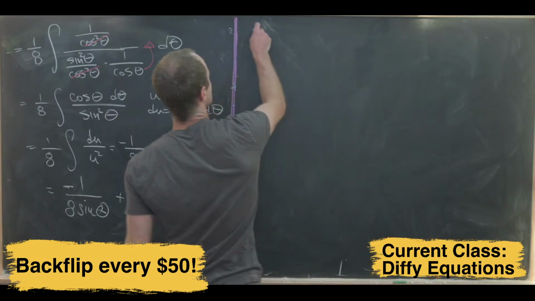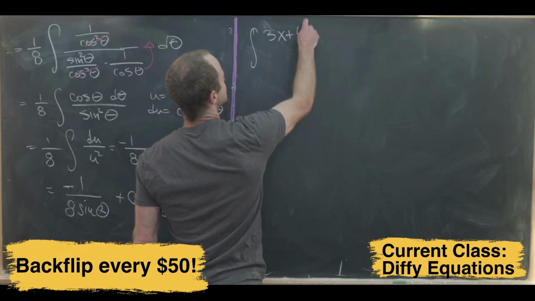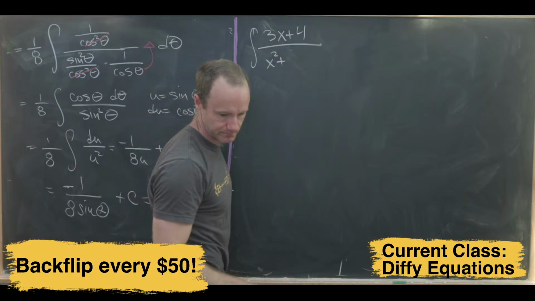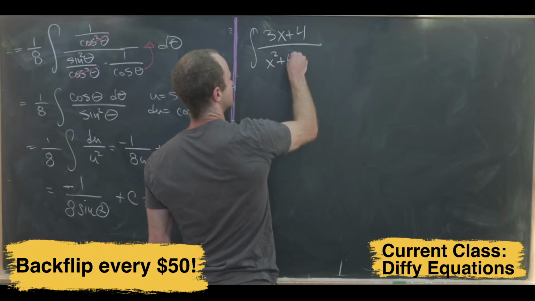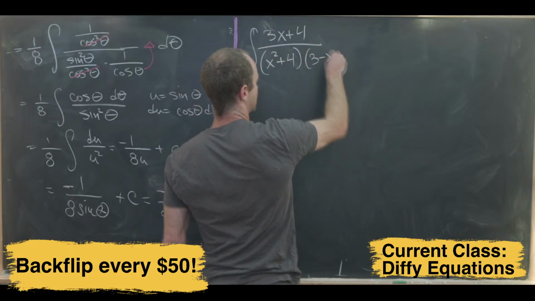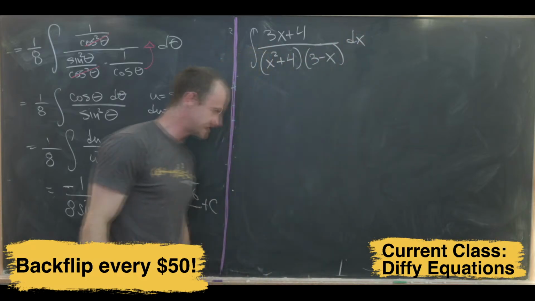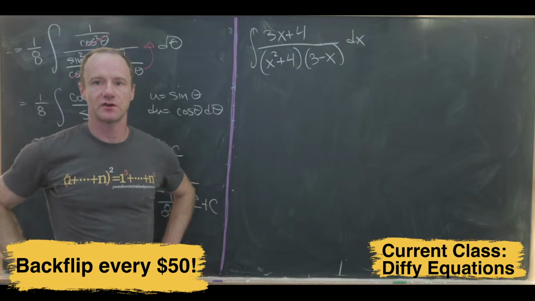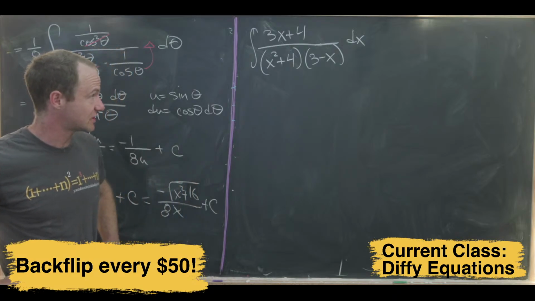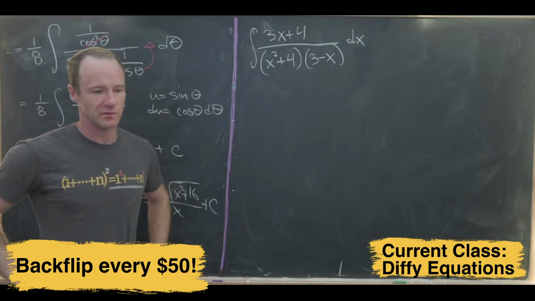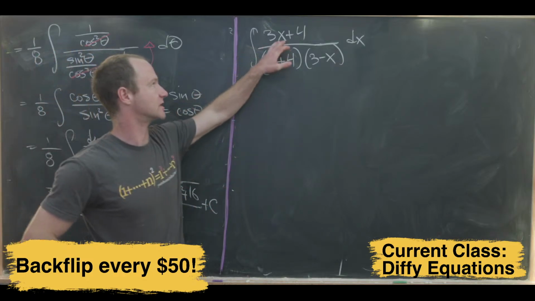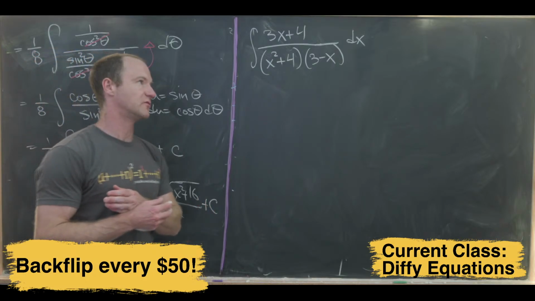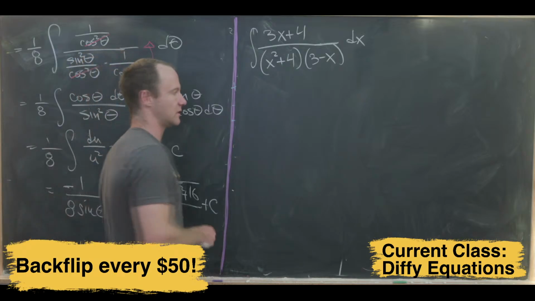Let's see. Let's do this one. So the integral of 3x plus 4 over x squared plus 4 times 3 minus x. So this is the antiderivative of a rational function, which motivates us to use partial fraction decomposition. First thing to check is the degree of the numerator versus the degree of the denominator. The degree of the numerator is less than the degree of the denominator, so there's no step to do first. If the degree of the numerator was bigger, you would have to do polynomial long division.